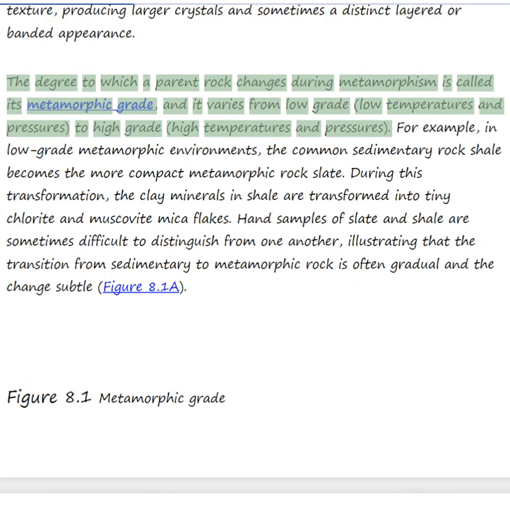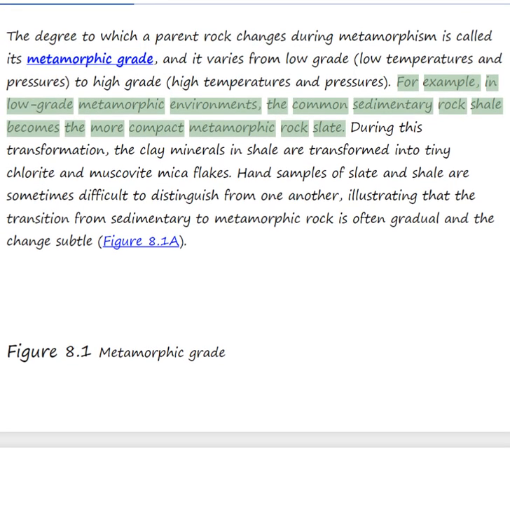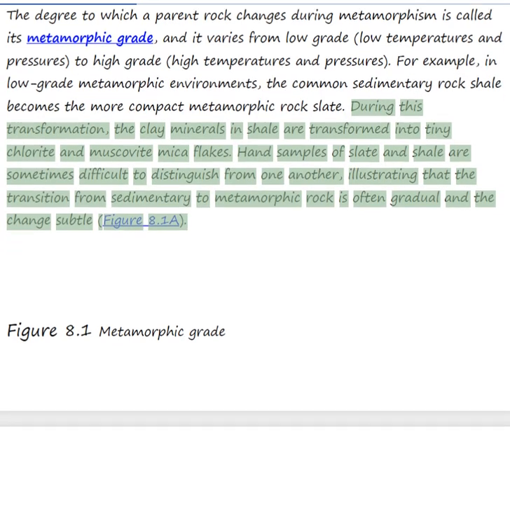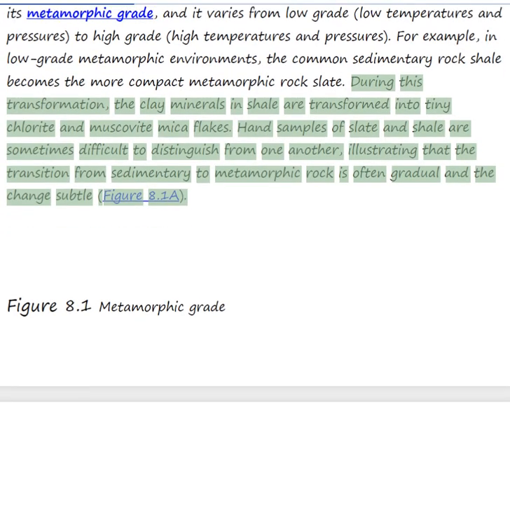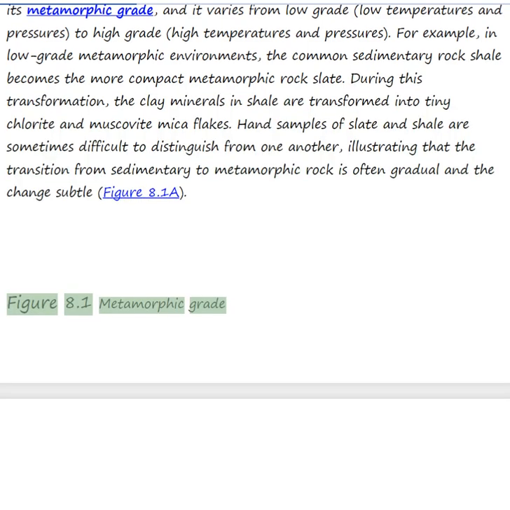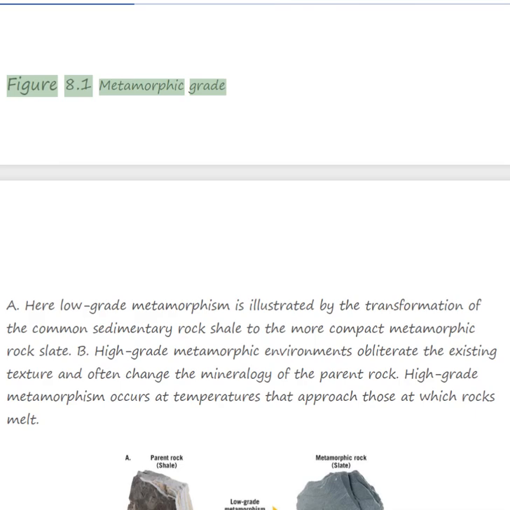The degree to which a parent rock changes during metamorphism is called its metamorphic grade, and it varies from low grade to high grade. For example, in low-grade metamorphic environments, the common sedimentary rock shale becomes the more compact metamorphic rock slate. During this transformation, the clay minerals in shale are transformed into tiny chlorite and muscovite mica flakes. Hand samples of slate and shale are sometimes difficult to distinguish from one another, illustrating that the transition from sedimentary to metamorphic rock is often gradual and the change subtle. Figure 8.1 Metamorphic grade.